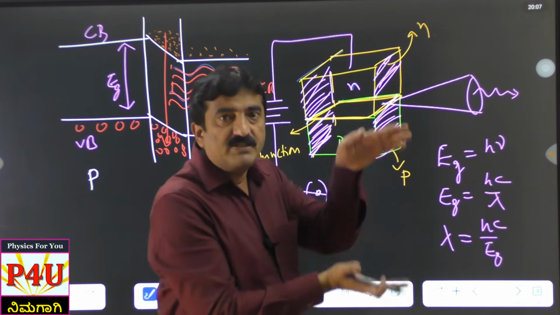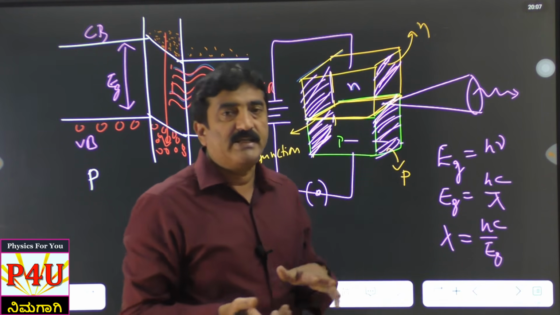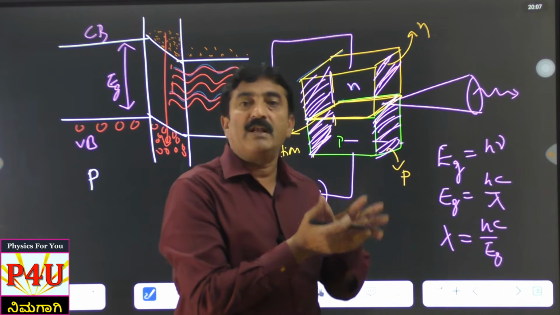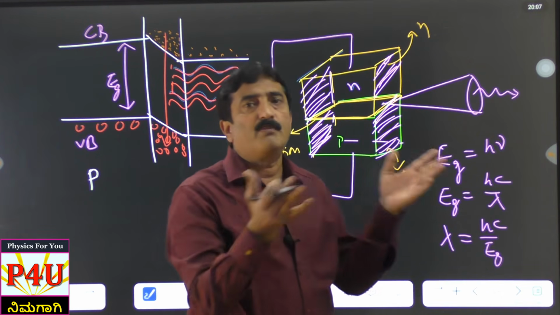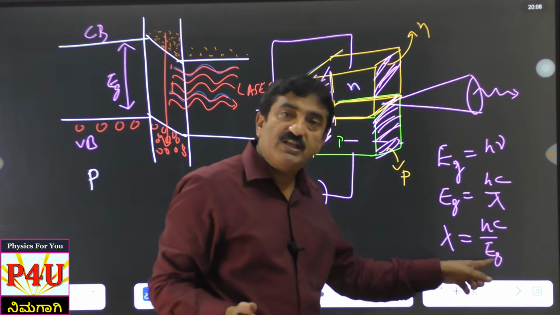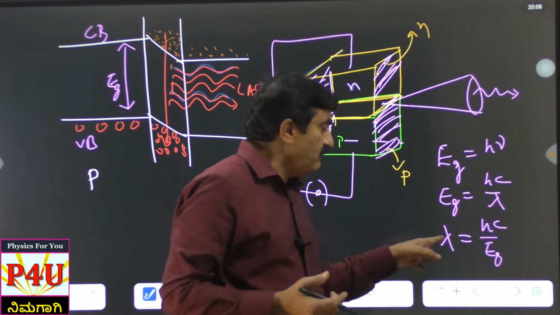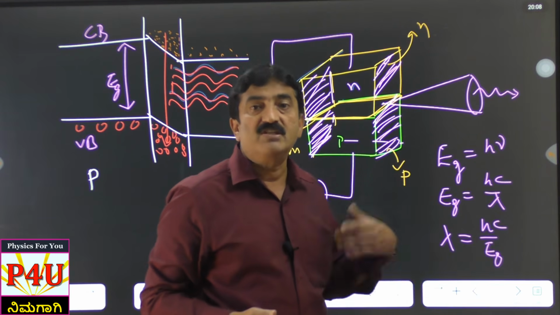This energy gap is different for different semiconductors. For germanium it is 0.6, for silicon it is 1.1, and for gallium arsenide it is 1.43. It varies from material to material. Just by changing the material we can change the energy gap, and by changing the energy gap we can change the wavelength, so thereby we can change the color.